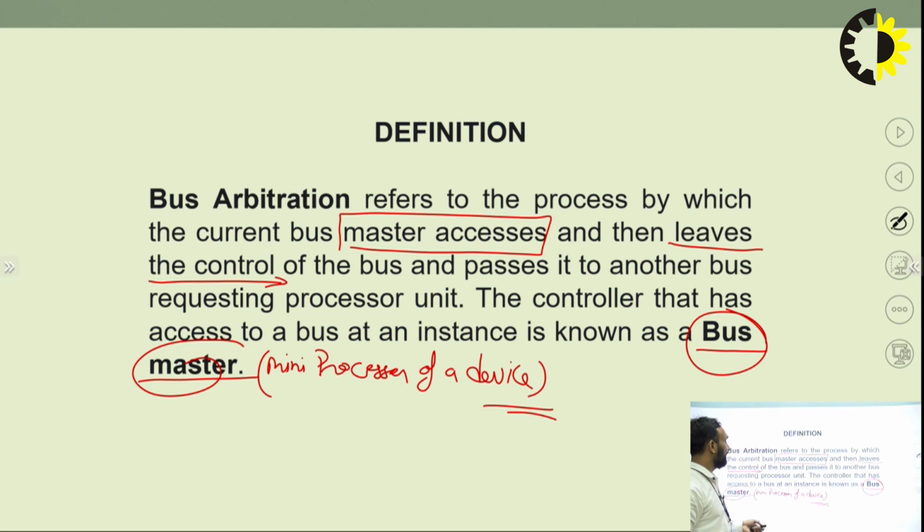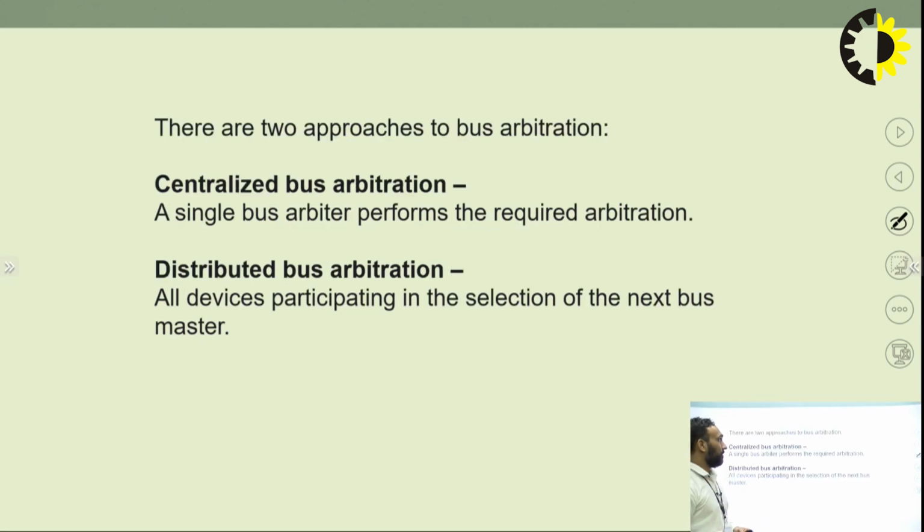Now we will move to the next slide. So there are two basic approaches to apply the bus arbitration method over a number of devices. These are the centralized bus arbitration method and the distributed arbitration method. In the centralized arbitration method, a single bus arbitrator, meaning a single device, performs the required arbitration operations, like how to hand over the control or how to take the control when control is left by another device over the network.